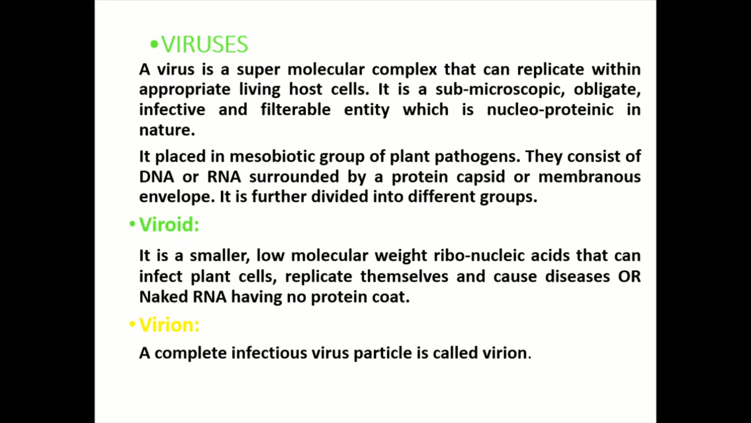They are divided into viroids. Viroids are smaller, low molecular weight ribonucleic acids that can infect plant cells, replicate themselves, and cause diseases. In other words, viroids are naked RNA molecules having no protein coat. Similarly, the other category of this group is virions. Virions are complete infectious virus particles. They contain both nucleic acid and protein coat.